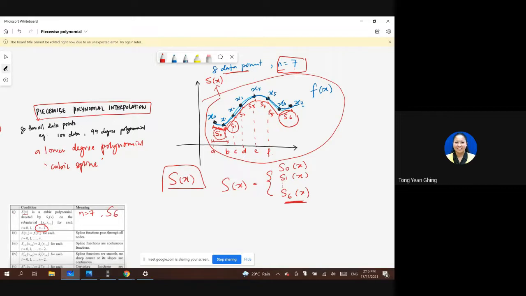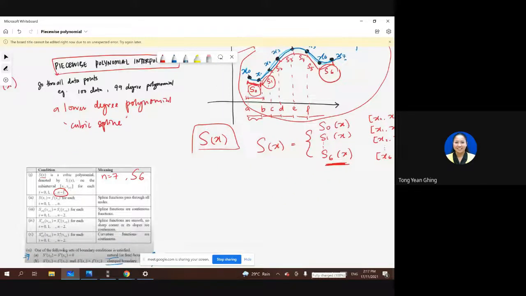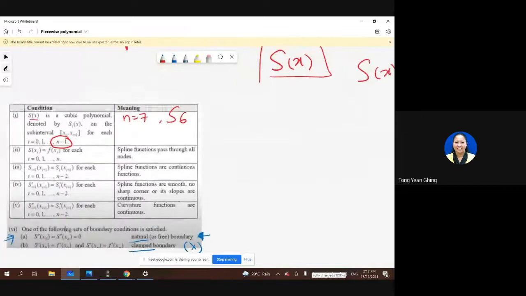Okay. So dia akan pecah ni lah kepada interval. So total yang ni akan ada 6 jugalah. That means here, for example, this one will be from x0 until x1. And this one is x1 until x2. And continue lah, x2 until x3. And the last one will be x6 sampai x7. Sampai last kali x7 ni lah. Contoh. Okay. So this is the first criteria, first condition.